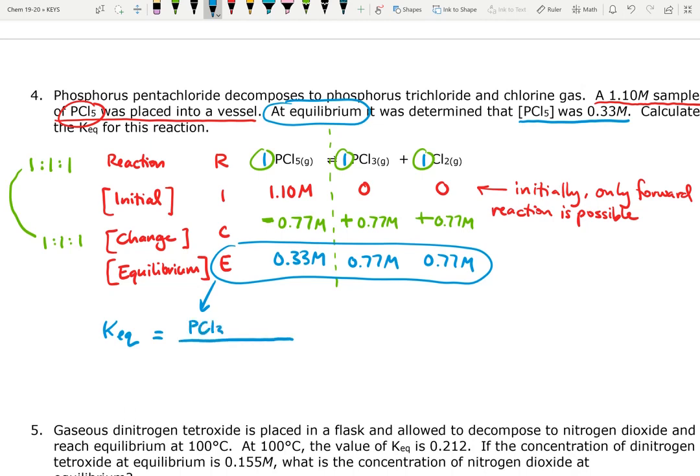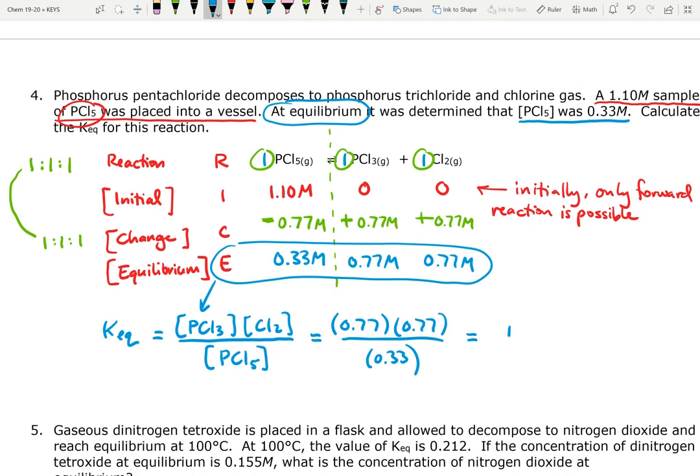And just like before, and I'll rewrite it just for the purposes of having it here on this problem, we're going to use the same expression that we used a few minutes ago on the very first question of the packet. PCl3 times Cl2 over PCl5. Plug those values in, 0.77 for the PCl3, 0.77 for the chlorine, and 0.33 for the PCl5. And when you plug that into your calculator, you should get an answer of 1.80 at equilibrium. So there's our answer for number 4.